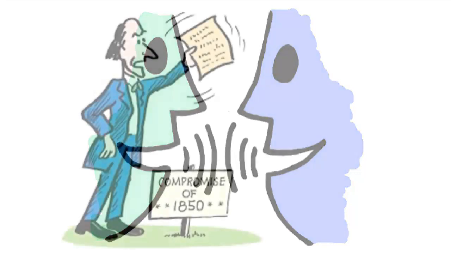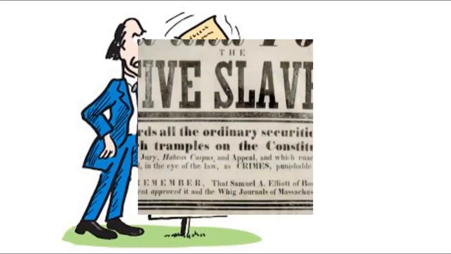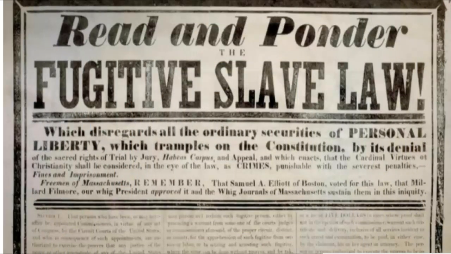The Compromise of 1850 said that California would be admitted to the Union as a free state, but in turn, Congress would have to pass the Fugitive Slave Act. The Fugitive Slave Act said that any runaway slave would be returned to its owner if it was caught in the North. This upset many Northerners, but the South believed it would protect slavery.